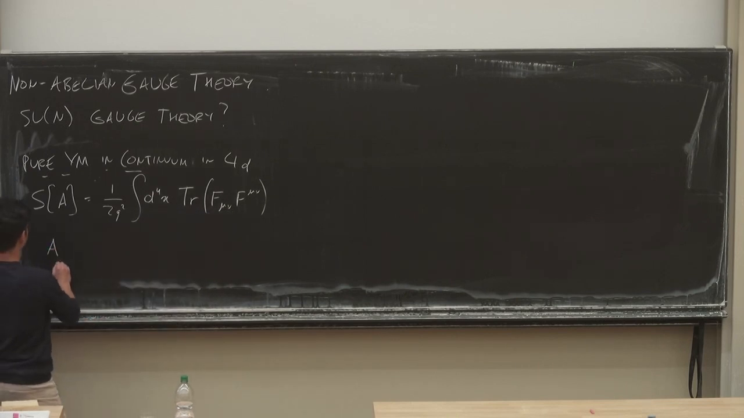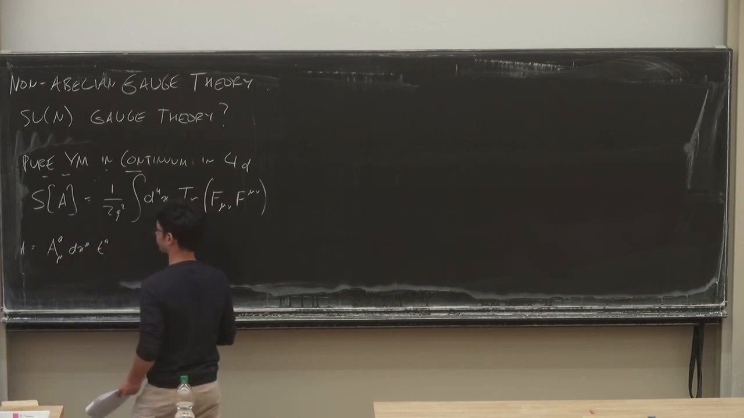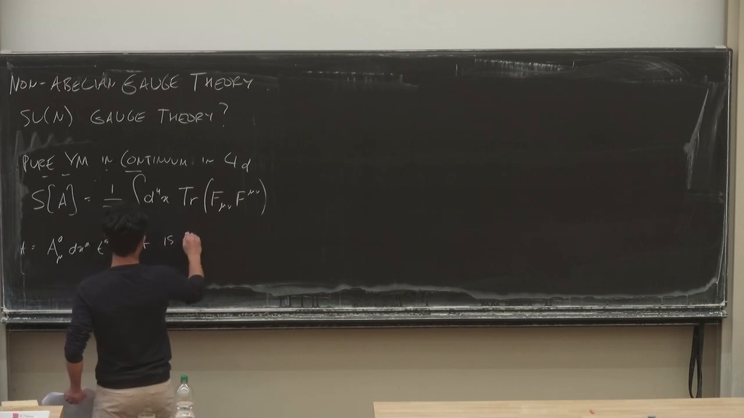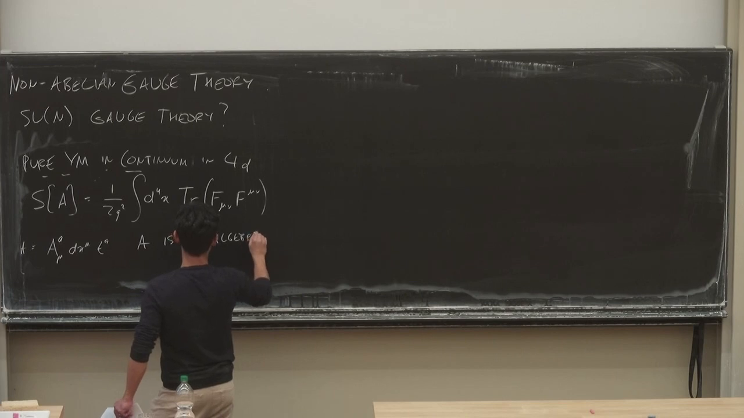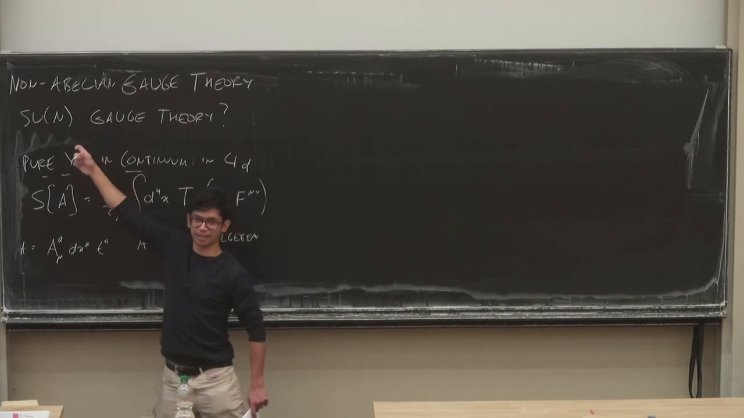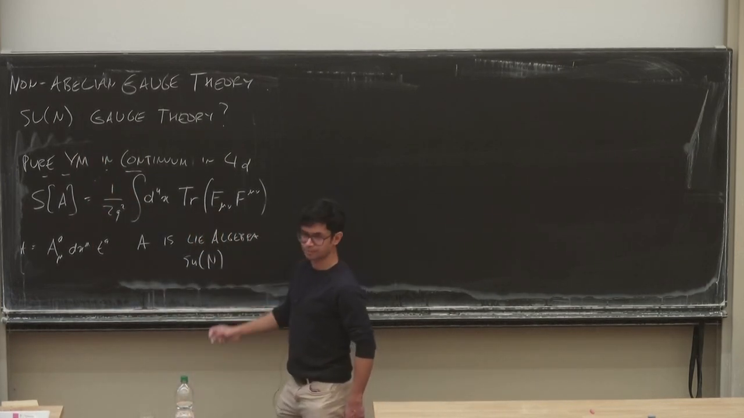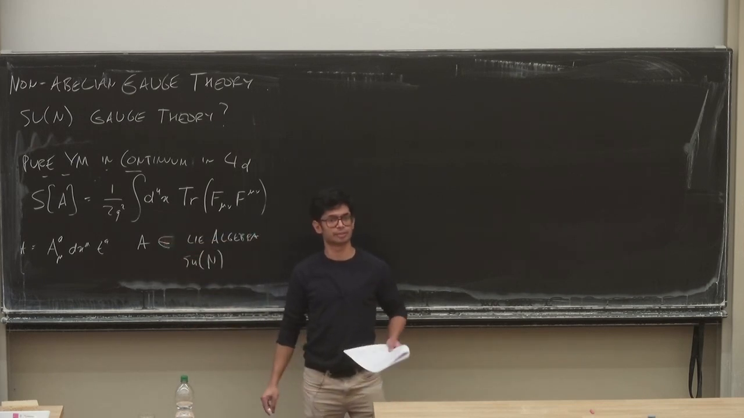So just to be clear, A equals A mu dx mu T^a. So A is valued in the Lie algebra of the gauge group, okay? And it has a one-form index as well, of course. In fact, that statement probably needs a little bit of clarification. So A is in the Lie algebra, which, when I write it, I'm going to write with a lowercase su(N) as opposed to an uppercase SU(N). So this is the Lie algebra of SU(N). A is a space-time valued element of the Lie algebra.